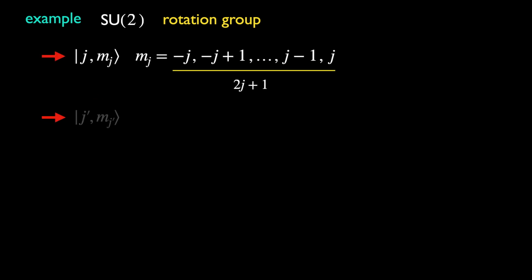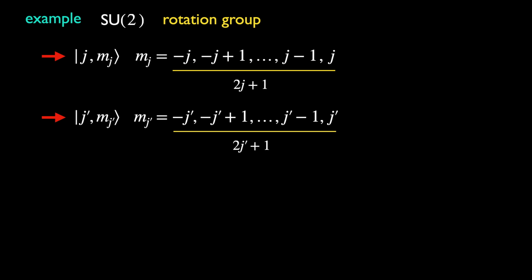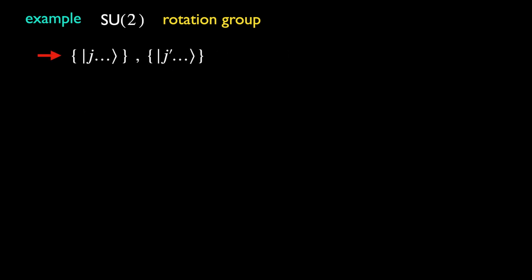Suppose we have a different multiplet, labeled by J prime, which forms another basis. This is another irreducible representation of rotation, which cannot be connected to the first by any rotations. States in one representation can never be rotated into states in the other. One could now imagine combining these two bases to create a larger state space, which might also contain states that are superpositions of states from both bases.